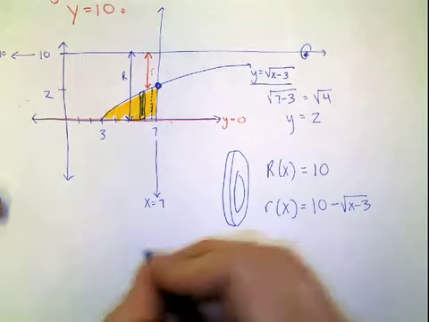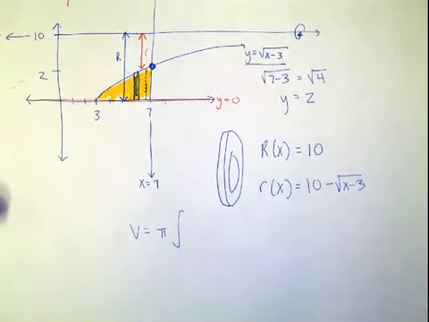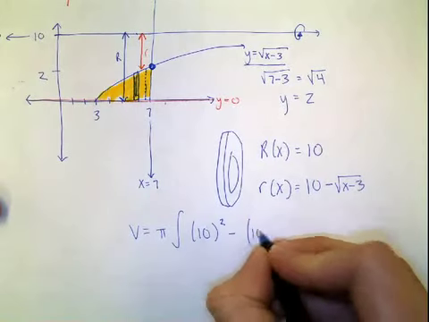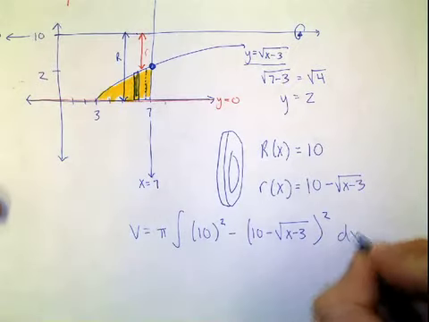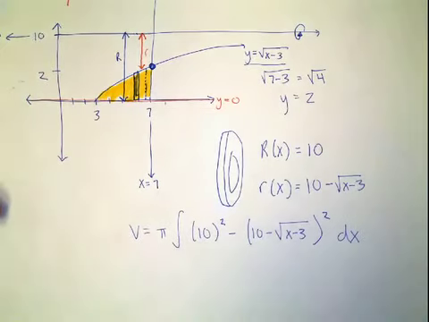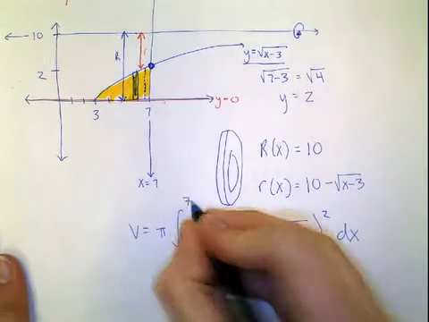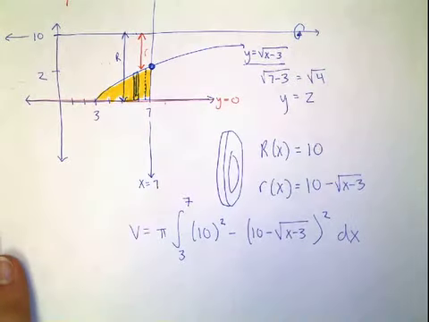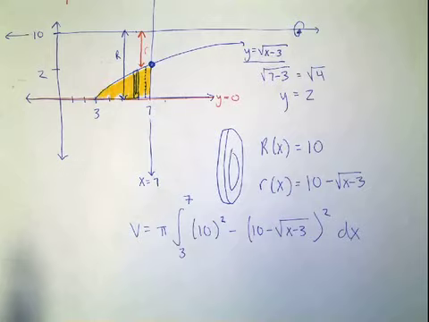So I'm going to set up my integral. Volume equals pi, integral, big R squared minus little r squared. So big R is 10 squared minus little r, which is 10 minus radical x minus 3, squared. And it's a dx integral. And the bounds, since we're talking x's, are based on the x-axis. So we're looking at bounds from 3 to 7. And we're ready to solve. We're going to FOIL all this out and plug in bounds and do our integrals. And that part won't be hard. But getting the setup is always the hardest part.